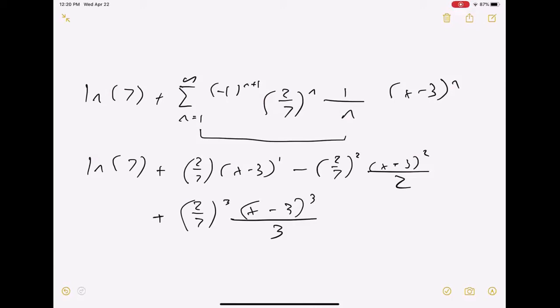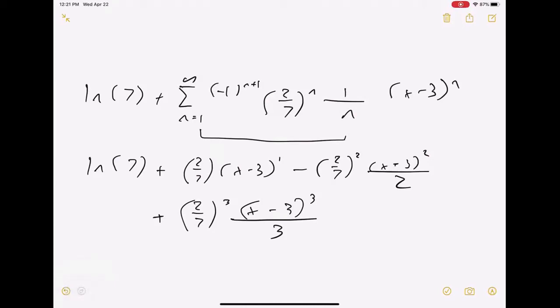It should be fine to enter like this in WebAssign. Let me try and enter that. Ln of 7, 2 over 7, x minus 3, minus (2/7) squared, (x-3) over 2, yeah, plus 2 over 7. Yeah, they accepted that. All right, so that should be fine. You don't even have to simplify these. You can just enter them as powers of 2 over 7. So I entered it pretty much exactly like you see here on the screen. It marked it as correct. Okay, so that's part A.